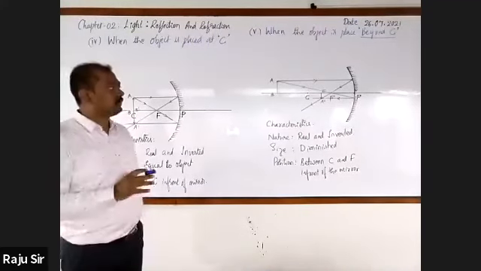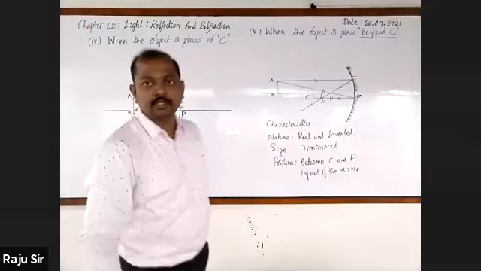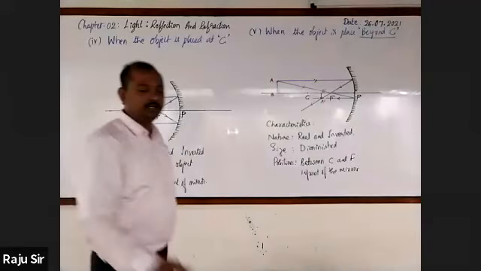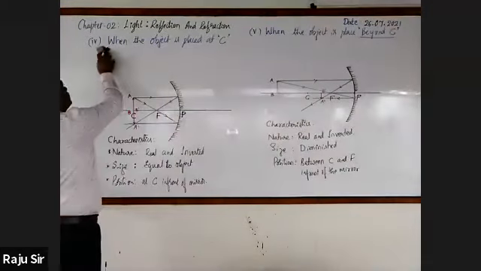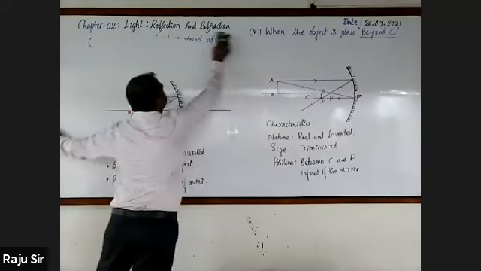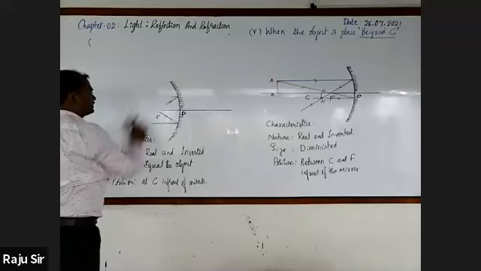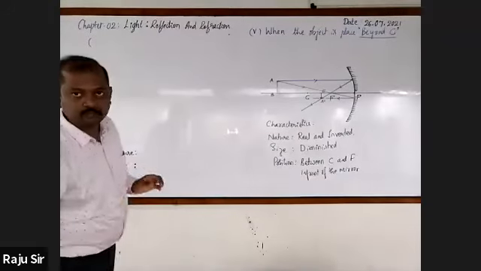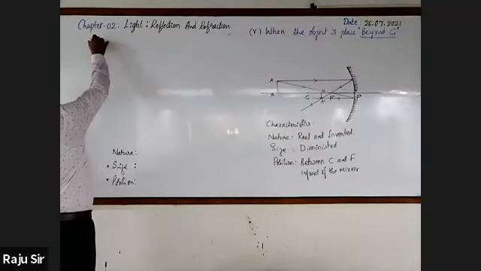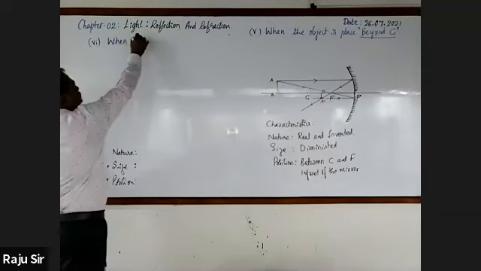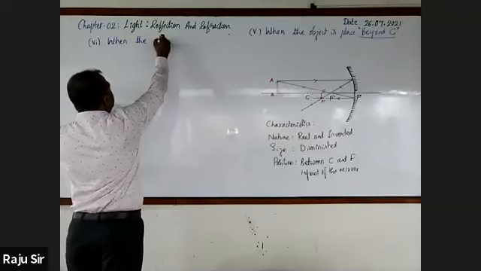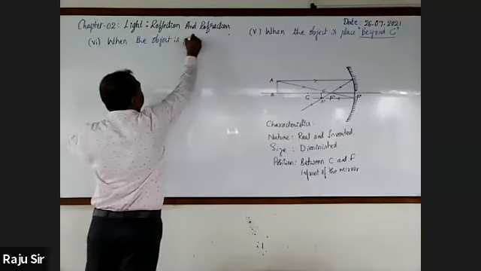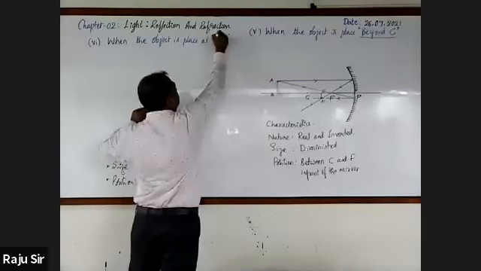Followed? Yes. Now we have another, last position of the object in front of a concave mirror. It is at infinity. Sixth one. When the object is placed at infinity.